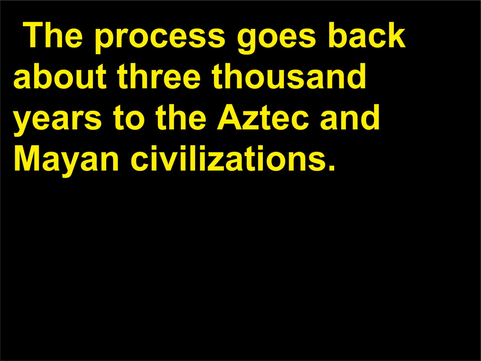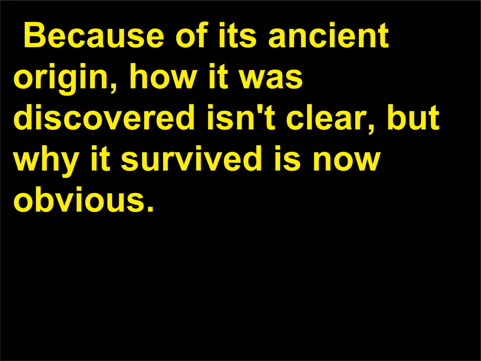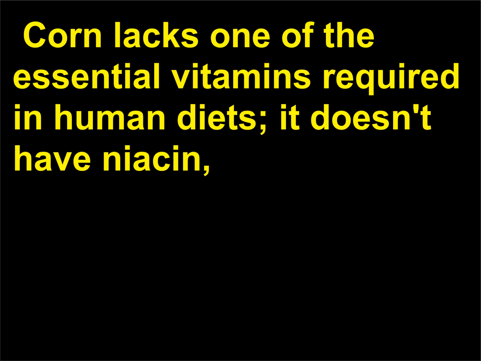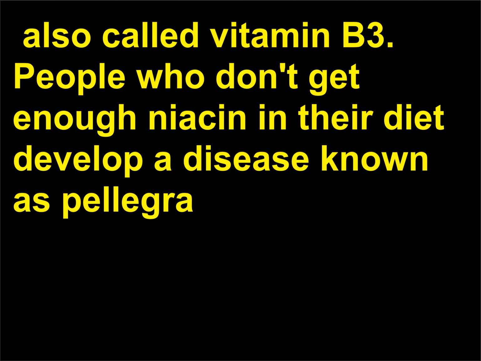The process goes back about 3,000 years to the Aztec and Mayan civilizations. Because of its ancient origin, how it was discovered isn't clear, but why it survived is now obvious. Corn lacks one of the essential vitamins required in human diets. It doesn't have niacin, also called vitamin B3. People who don't get enough niacin in their diet develop a disease known as pellagra.